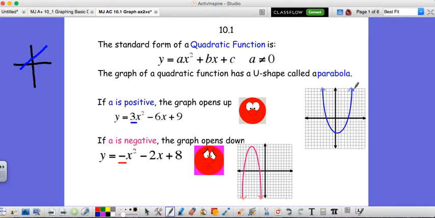It's a U shape. Now, if your a value is positive, so in this case y equals 3x squared minus 6x plus 9, our a value is a positive 3, the graph is going to open up. You can think if it's positive, it's happy, it's going to be a smile. Just kind of a silly way of remembering that. If your a value is negative, however, you have y equals negative x squared minus 2x plus 8. It's negative, so it's feeling sad, so it's a frown. So if your a value is positive, you're opening up. If your a value is negative, you're opening down.